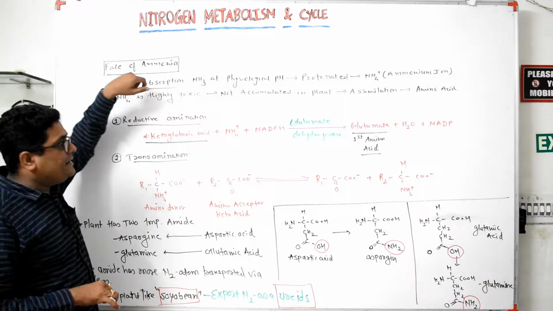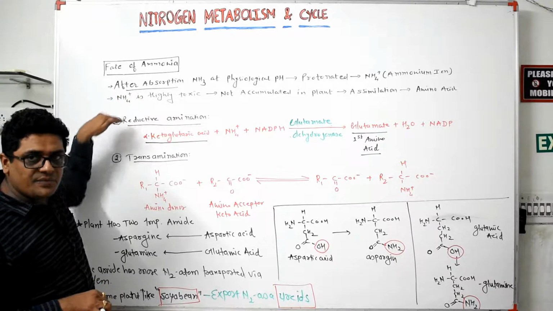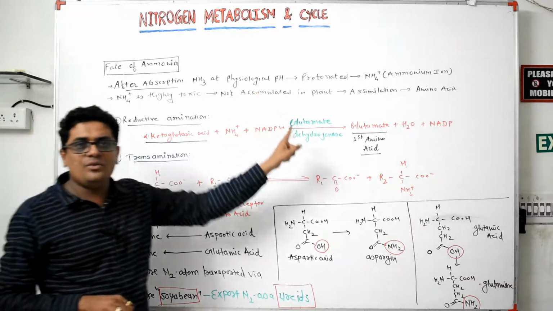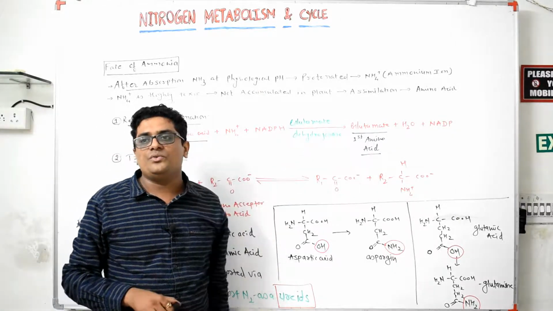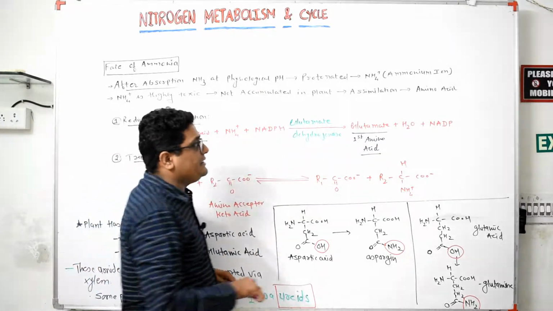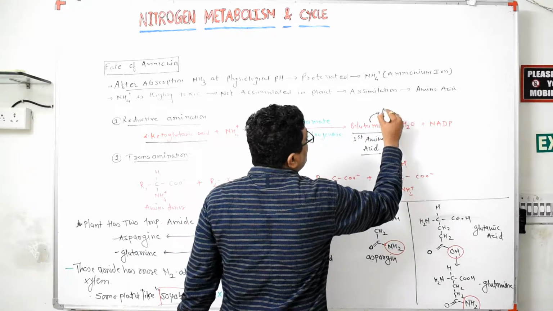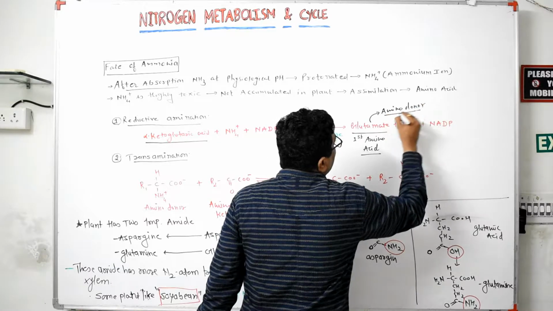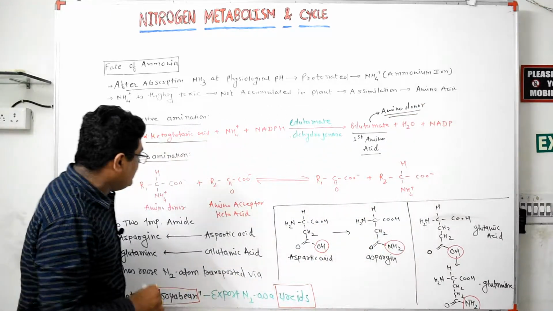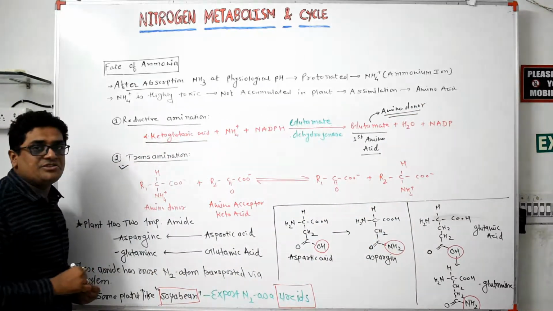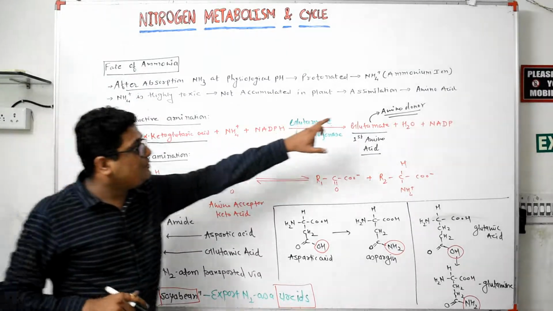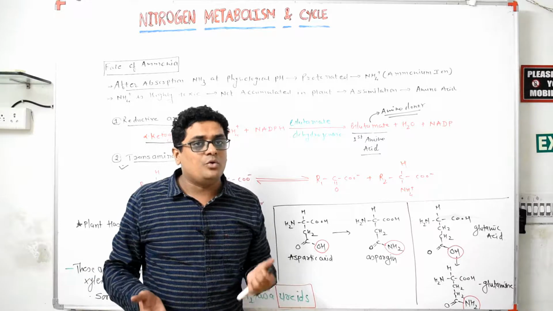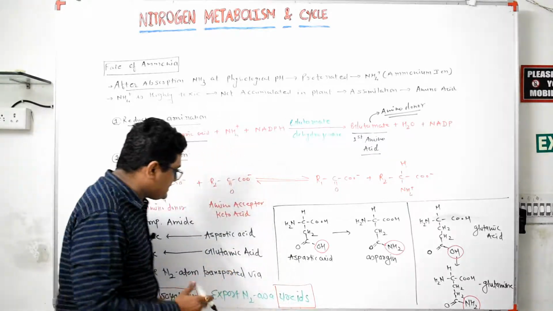So the first step is reductive amination, in which alpha-ketoglutaric acid and ammonium ion, in presence of NADPH and glutamate dehydrogenase enzyme, convert into glutamate. Now this glutamate acts as an amino donor, and the next step is transamination. This glutamate acts as an amino donor which donates the amino group to another keto acid.